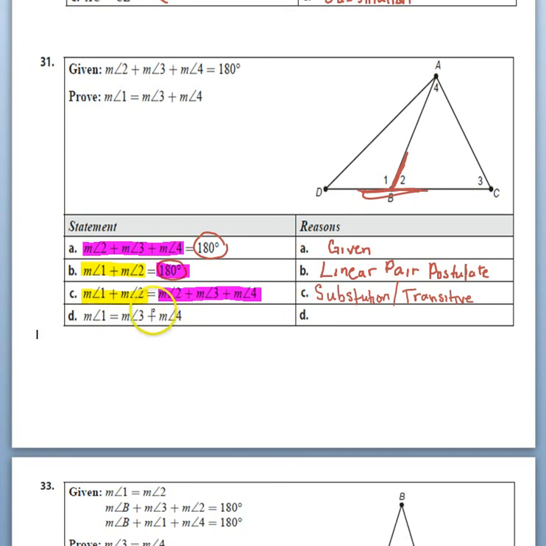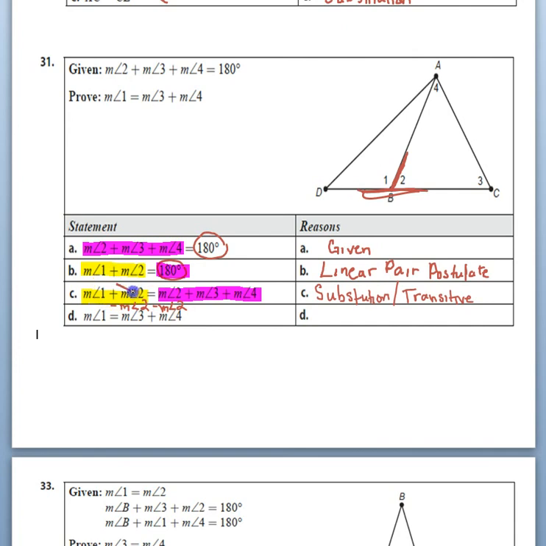So we actually want to look at statement C. And what I want to show you is what would happen if I subtract the measure of angle 2. Whatever I do to one side, and I'm looking at statement C, subtracting the measure of angle 2 on the left. If I do that on the left side, I also have to do it on the right side, right?